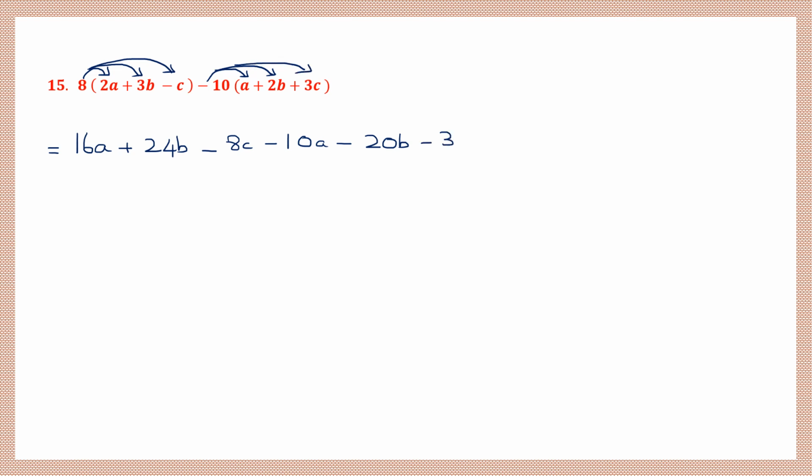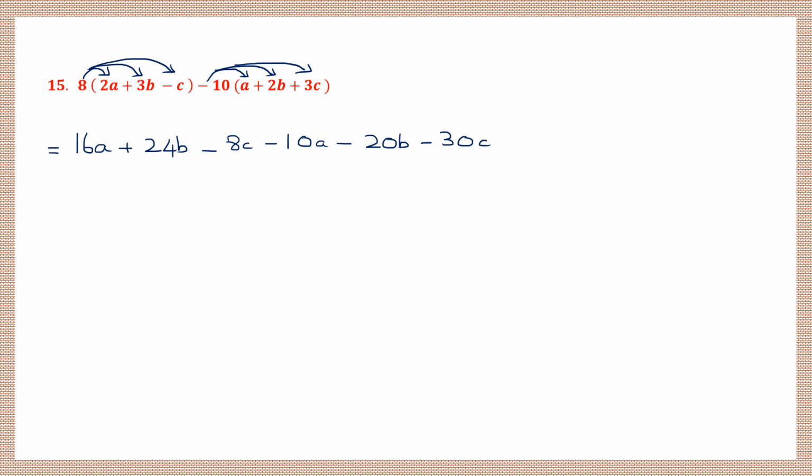Question 15. So let's begin by first multiplying 8 into 2a. 8 2s are 16, that's 16a. Then multiply with this. 8 3s are 24, so that is 24b. Then multiply with minus c, the sign is minus. 8 into c is 8c. Now let's go to the other side. Minus 10 into a, sign is minus. 10 into a is 10a. Minus 10 into 2b, sign is minus. 10 2s are 20b, and then into plus 3c, sign is minus. 10 3s are 30, 30c.